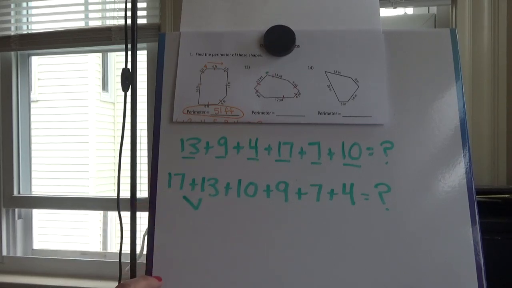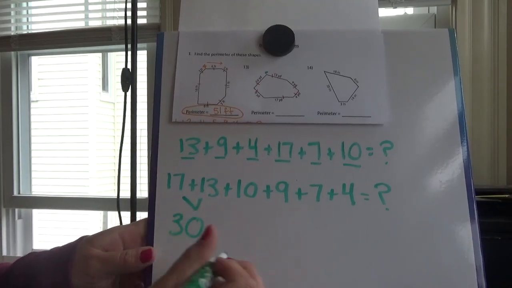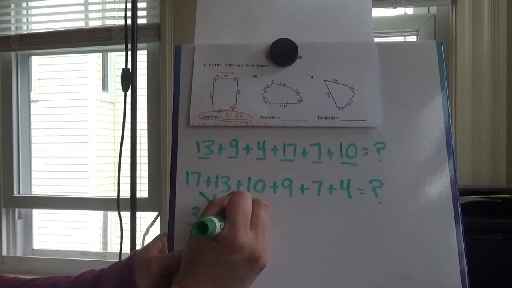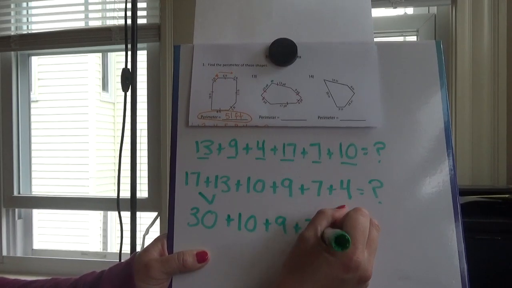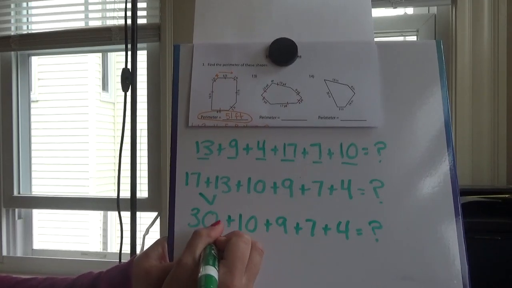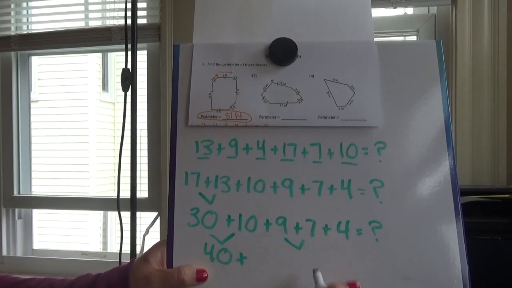10 plus 10 is 20. 7 plus 3 is 10. 20 plus 10, that's 30. Right there, I took care of my 2 largest numbers. And the rest of these numbers I will be adding to it. Awesome. Well, 30 and 10 equals 40. 9 plus 7, what does that equal? 16. And then I have to add 4 more.